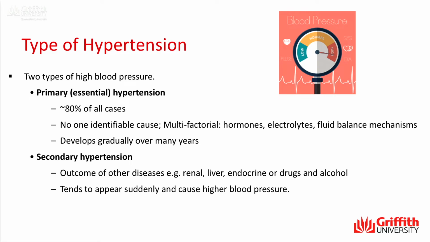The other type is secondary hypertension. So this is the outcome of other diseases such as renal, liver, endocrine, or drugs and alcohol. And it tends to appear suddenly.